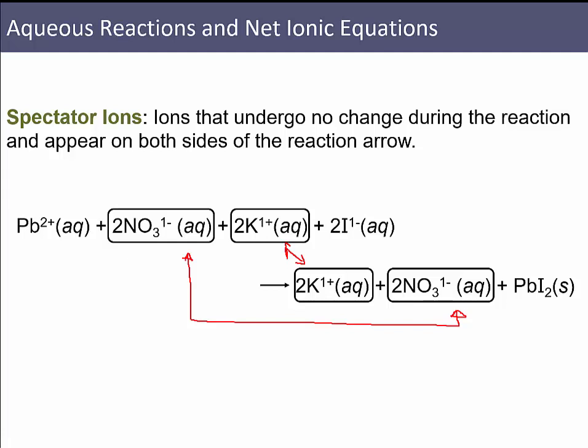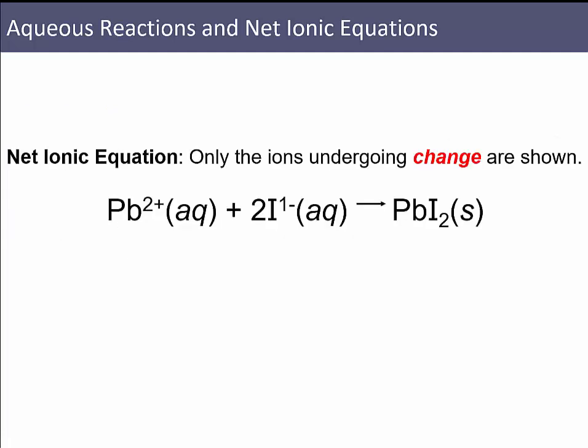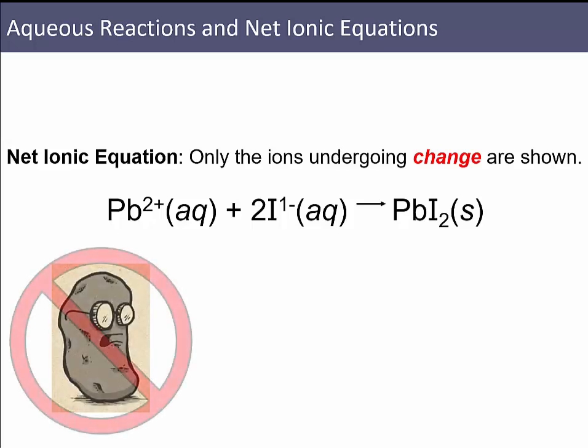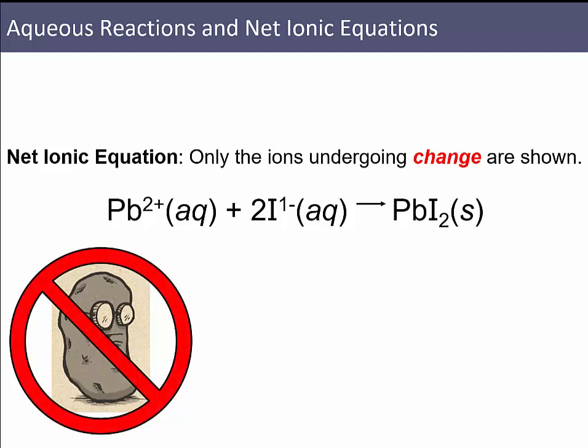When we remove these spectator ions, we're going to end up with a net ionic equation. So no spectator ions. So he's a tater wearing some spectacles. So he's a spectator ion. Right? So only the ions undergoing a change are shown. So our net ionic equation, that's the business end. That's what's chemically the most interesting part, is that our lead 2 plus reacts with 2 iodides to form lead iodide solid.